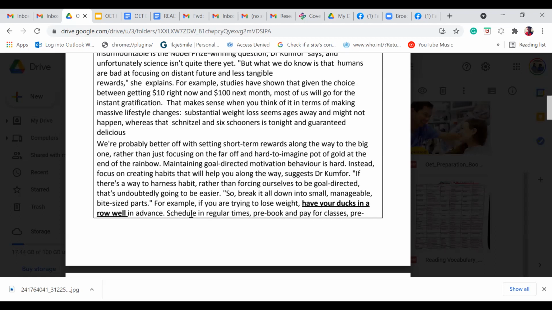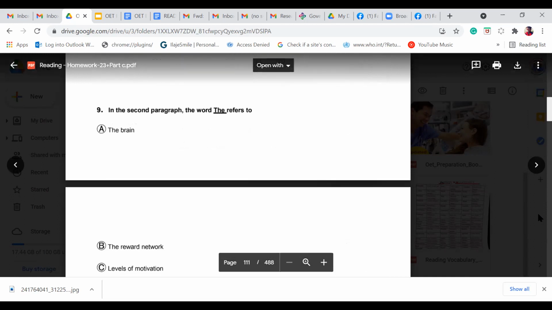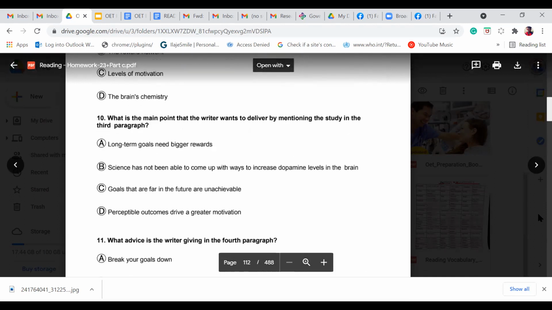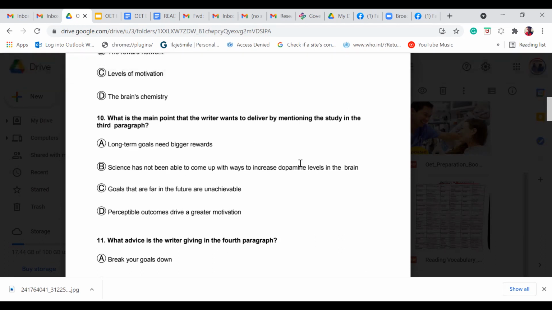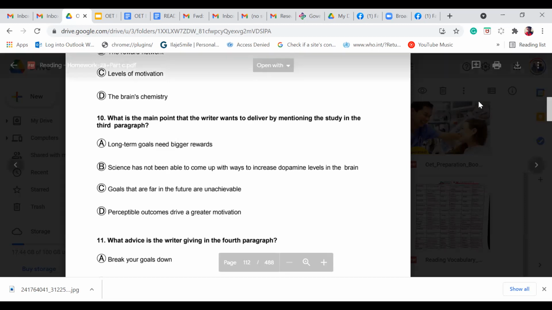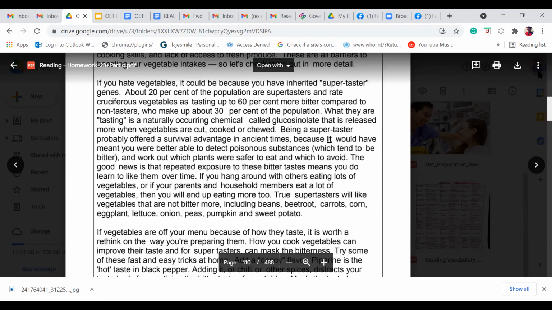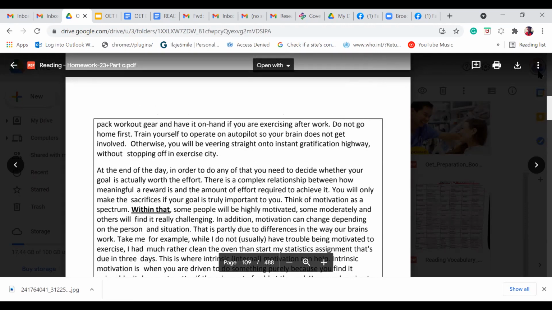We go back to the options again, right? So D, long-term goals need bigger rewards. Science has not been able to come up with ways. Goals that are far, perceptible outcomes drive great motivation. Okay, so long-term goals need bigger rewards. Science has not been able to. So like I said again, you would mark each option right or wrong. So look at it. Is A the answer? Is that part talking about long-term goals and all that?